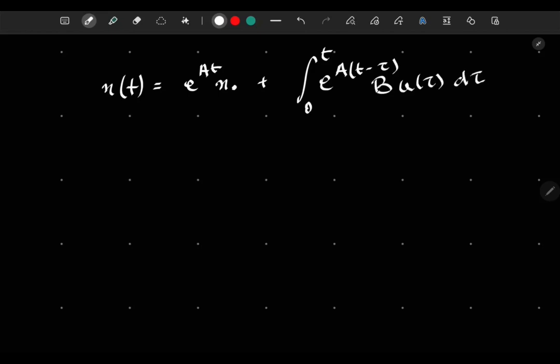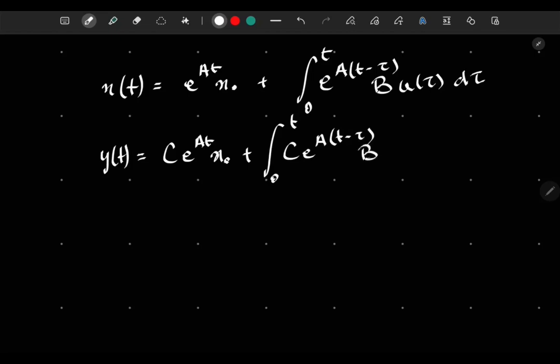And we can find a similar expression for y just by multiplying everything times C. So we obtain that y of t is C e to the At x naught, plus the convolution integral of C times e to the A(t minus tau) B u of tau d tau, plus we have a term which is D times u of t.